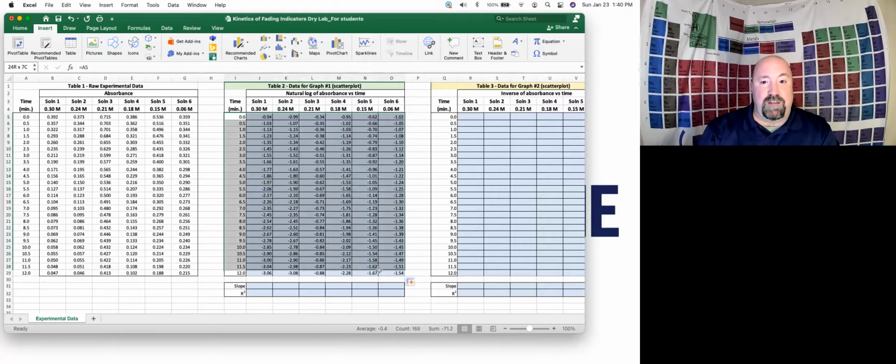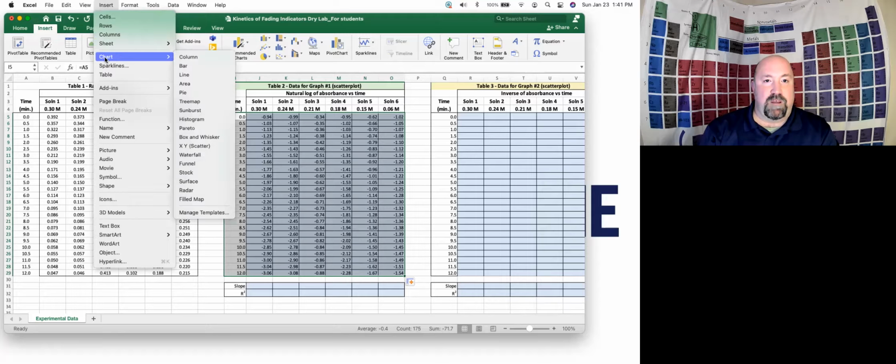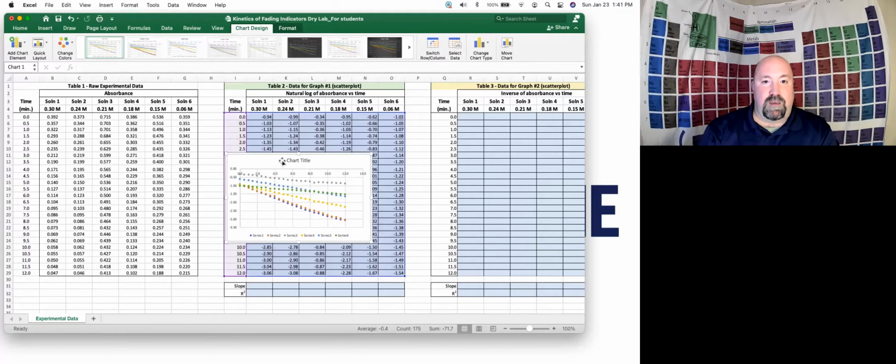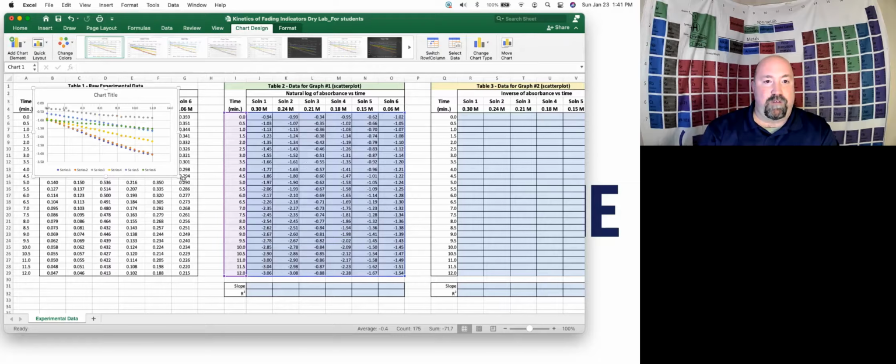An easy way to do that is to highlight the whole thing. You don't want to highlight the headings here, as that will mess your graph up. Just highlight the values. So I've got all the values highlighted here, and I'm going to insert chart, XY plot. And you can see now here what I have. Let me blow this up to make it a little easier to see.